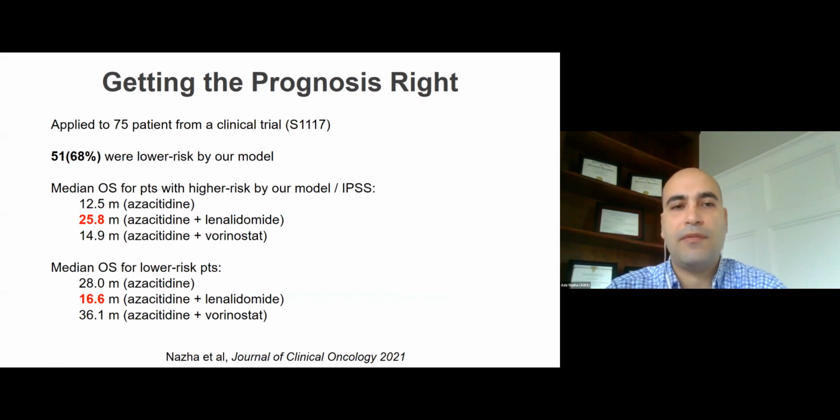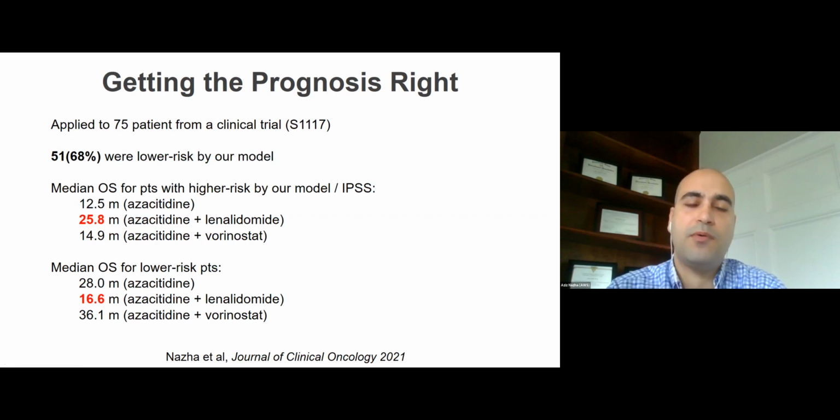But also what was important is that we had about 75 patients enrolled on the North American SWOG clinical trial, which randomized patients to receive azacitidine versus aza plus vorinostat versus aza plus lenalidomide. As you know, this trial was negative, and it was developed for higher risk patients. What was interesting is that although this trial was designed for higher risk patients, about 68% of those patients, if you apply their data to our model, actually have lower risk disease by our model, not higher risk disease.